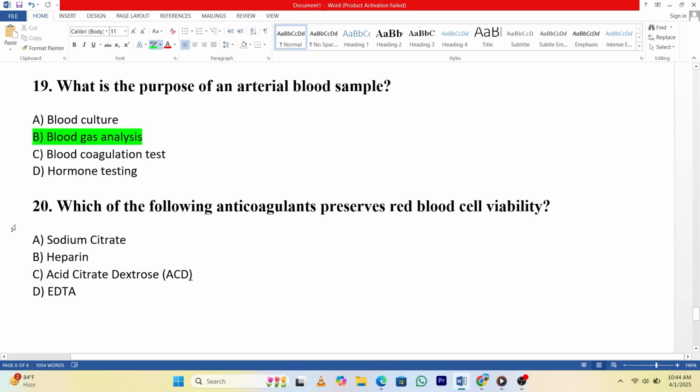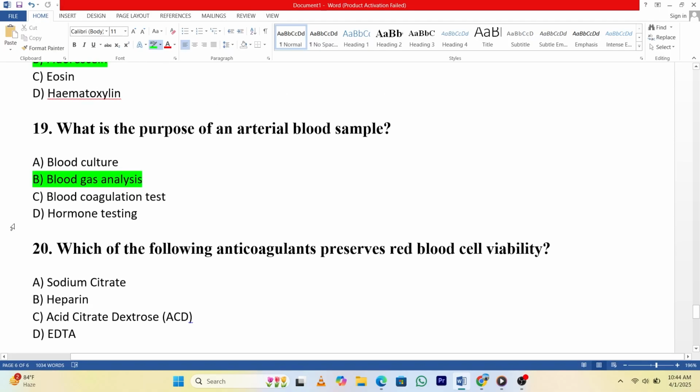20. Which of the following anticoagulants preserves red blood cell viability? A. Sodium citrate. B. Heparin. C. Acid citrate dextrose, ACD. D. EDTA. Answer: C.